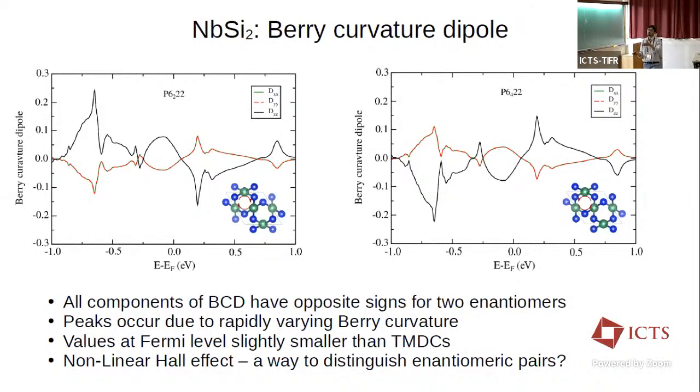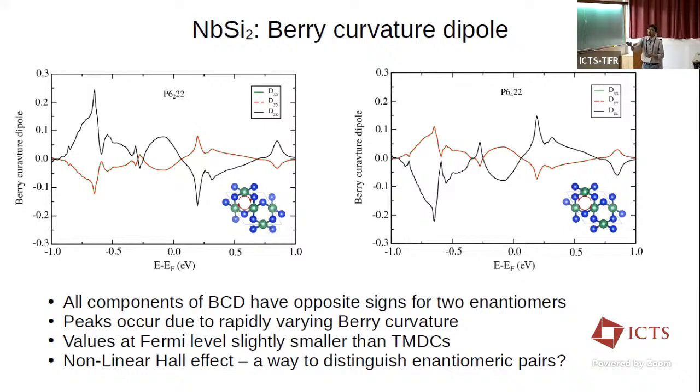The peaks occur due to rapid changes in the Berry curvature, and we can go back and connect them to the band structure. If you look at the values, they are slightly smaller than the TMDCs at the Fermi level. So presumably this is also something that is measurable. Okay.